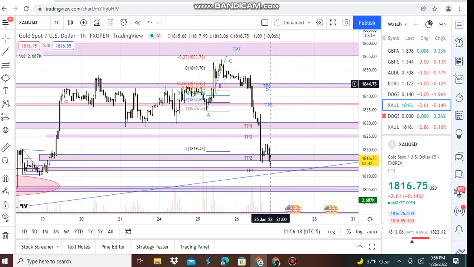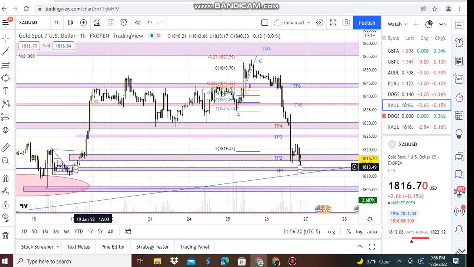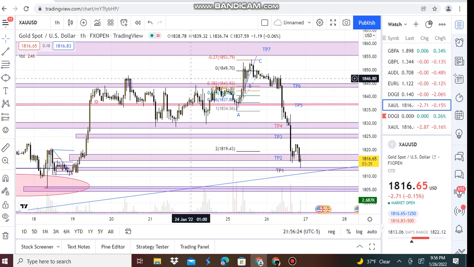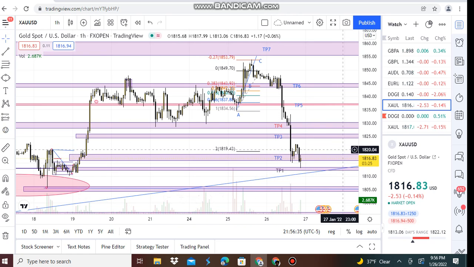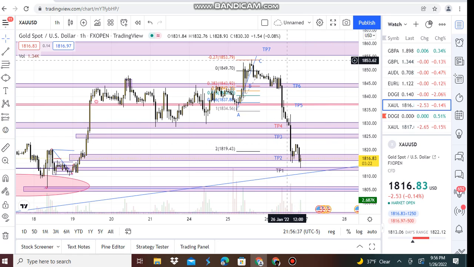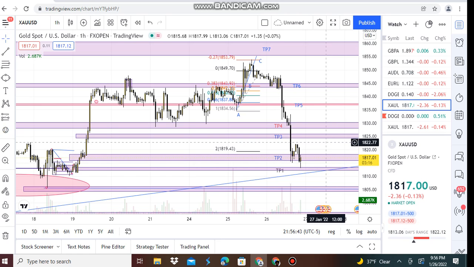And now we're in a downtrend from take profit 6 all the way down to take profit 2. Price went all the way up from take profit 1 all the way up to take profit 6, all the way up to take profit 7, literally, before heading back down to take profit 1. And now we're right back at take profit 1. So the highest point was at 1853, and now we're back at 1816. So I'll let you know what price wants to do for the day.